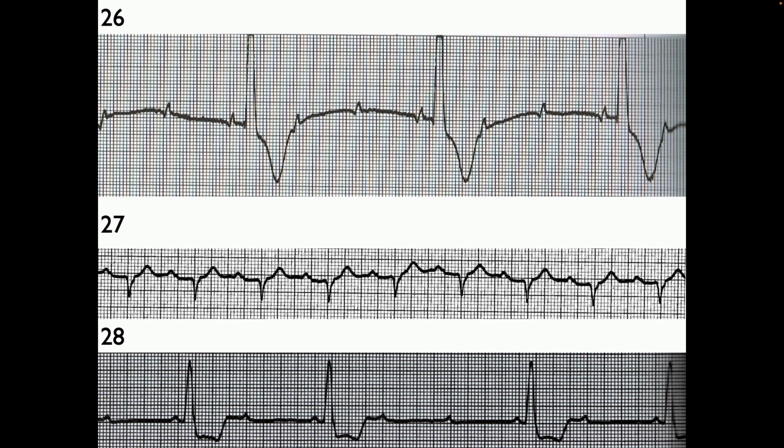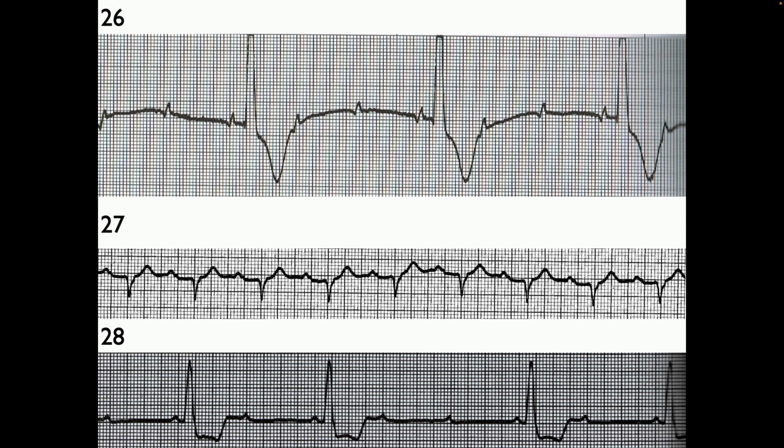Okay, 27. So 27 is a second degree AV block type 2. Show me where the P's are. Here, here. I agree with that. Now show me where second degree type 2 always has extra P's, always has more P's than QRS, has orphan P's. Oh, sorry, I missed that part. No, I forgot there always is orphan P waves, never mind.